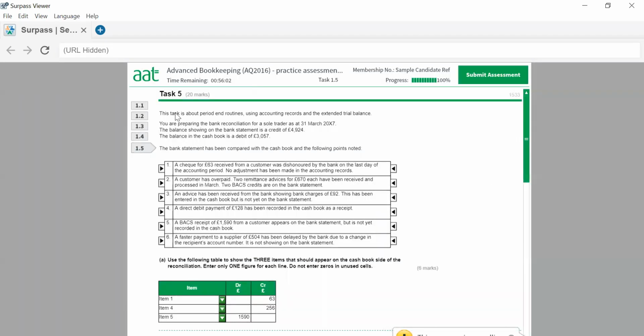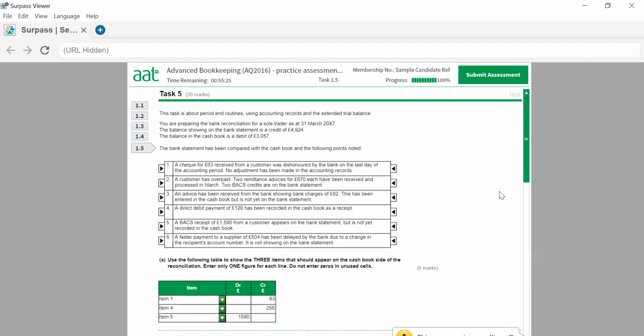Okay, this one is about period end routines using accounting records for an extended trial balance. It says you're preparing the bank reconciliation for a sole trader as at the 31st of March 2007. The balance of the bank statement is a credit of 4924, and the balance of the cash book is 3057, so the difference between them, whatever that might be, okay?